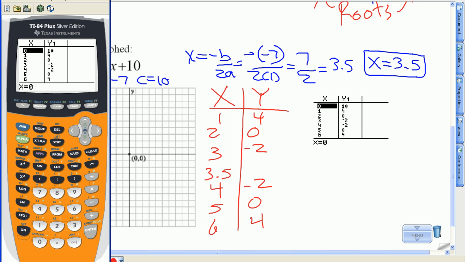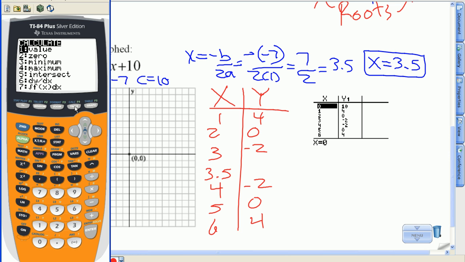So I'm going to show you a new calculator function now. Here's how we do it. You hit second, and then you want the trace key. Now the trace is a gray key, but if you look above it, the word calc, C-A-L-C, is in blue. So really we're hitting second calc here.